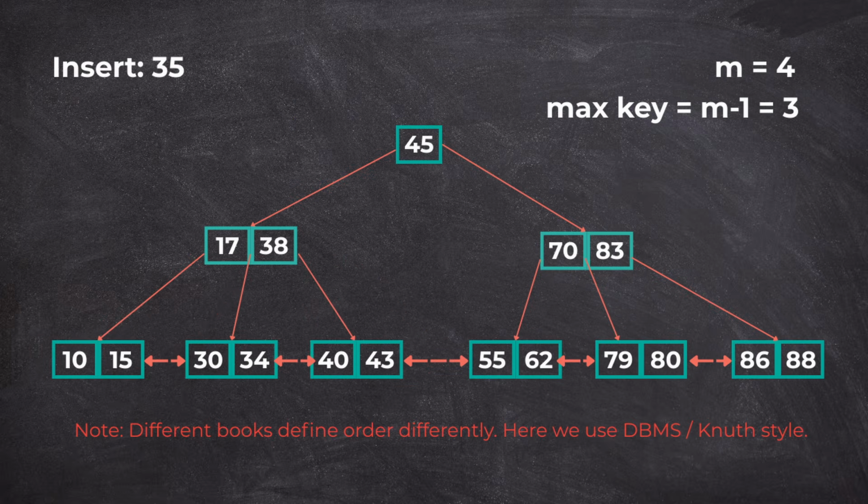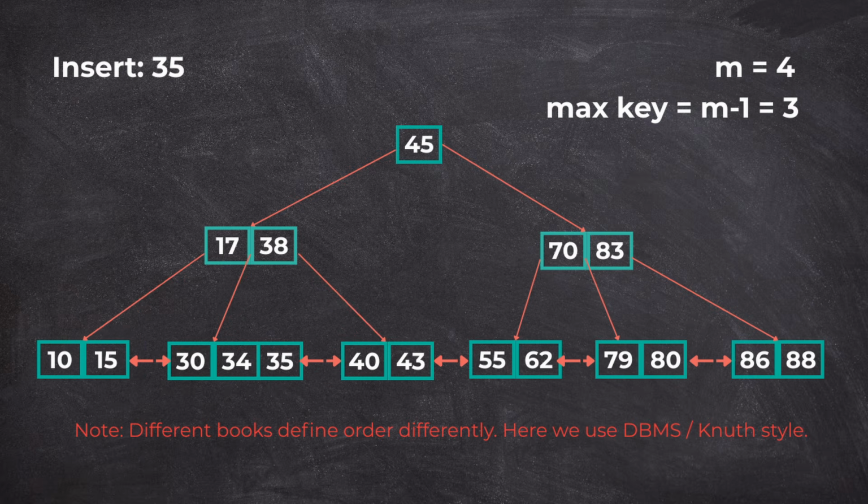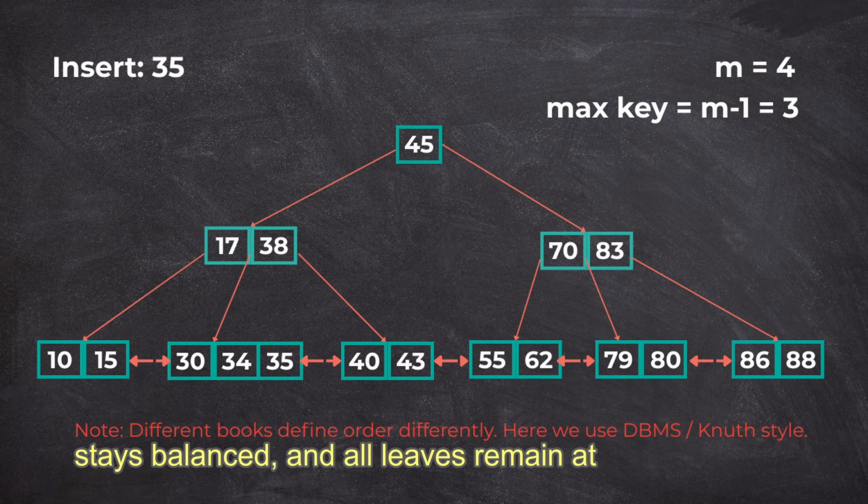In our current tree, if we insert 35, we search and land in the leaf 30, 34, 40, 43. We insert it in order, so it becomes 30, 34, 35, 40, 43. If promoting causes the parent to overflow, we keep splitting upward, and if the root overflows, we create a new root. The important part is, after every insertion, the tree stays balanced, and all leaves remain at the same level.